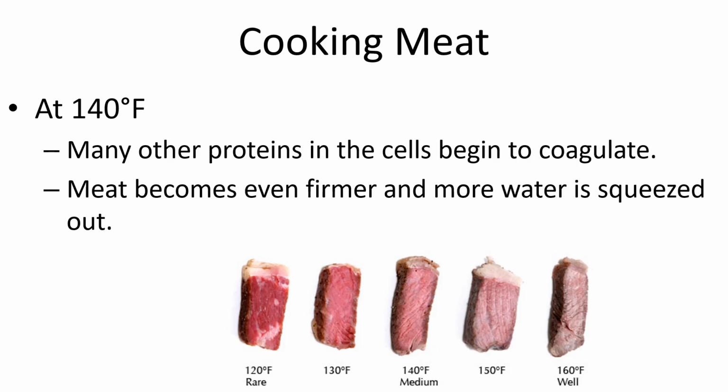By 140 degrees Fahrenheit, many of the other proteins in the cells begin to coagulate, so the meat becomes even firmer and loses more water. The meat is now a pink color on the interior. Note that in this image, the outside edges of the meat have gotten to temperatures higher than 140 degrees Fahrenheit, so they're darker brown in color.